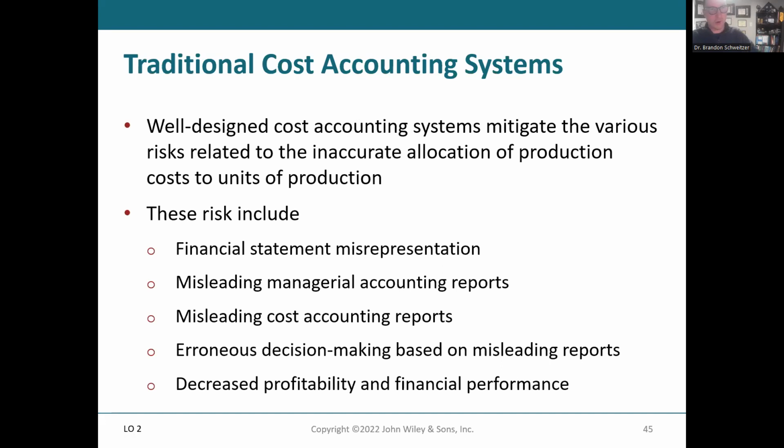In a traditional cost accounting system, it's well designed, it's versatile, but there's some risk associated with using traditional cost accounting. Financial statement risk misrepresentation, the over under, right? Misleading managerial accounting reports. Because things are work in process, it's not always easiest to track, right? Misleading cost accounting reports. Erroneous decision making based off of those reports. And decreased profitability, financial performance. Yeah, those are all risks.